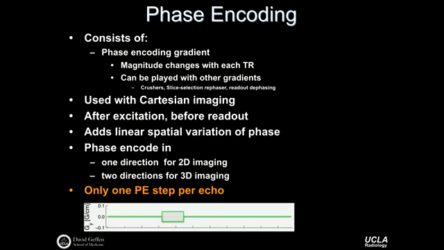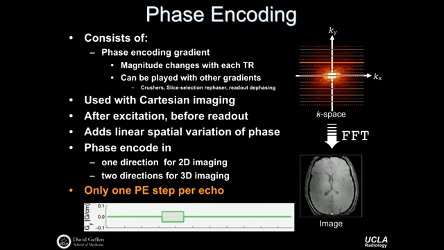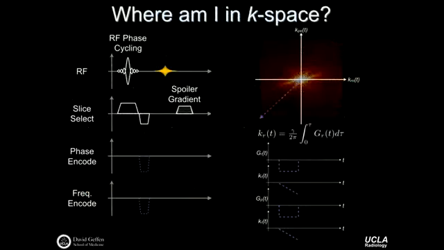So, only one phase encode step per echo. And we remember that a single phase encode step will just give us, say, a line through k-space like this. We have to map out all of the various lines of k-space that are required for the imaging experiment we're trying to perform. Then through the 2D Fourier transform, which we'll talk about a lot today, we can finally recover an image of the object.